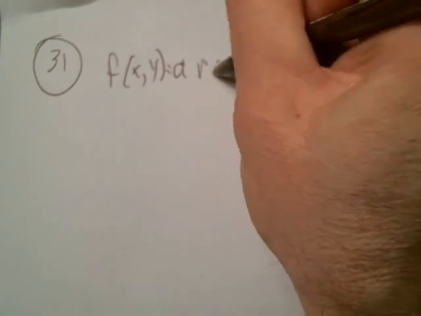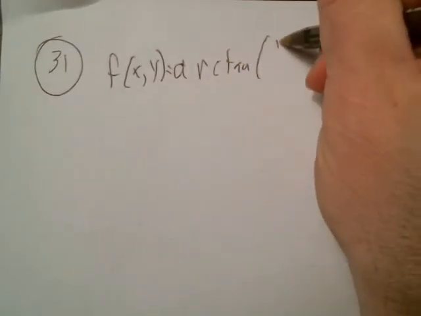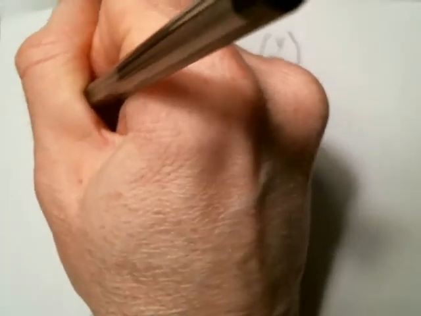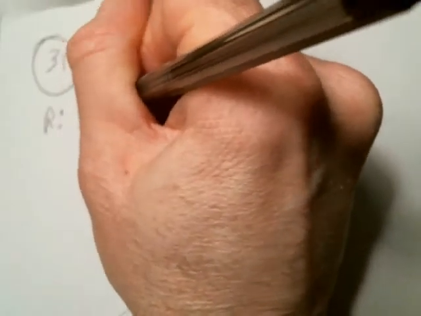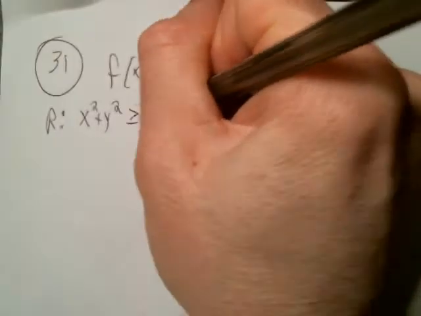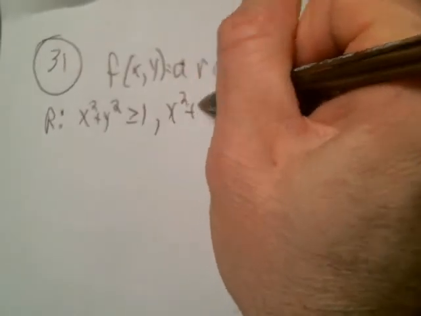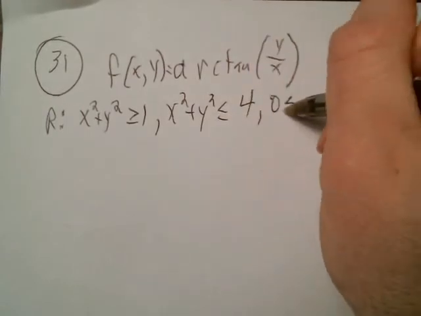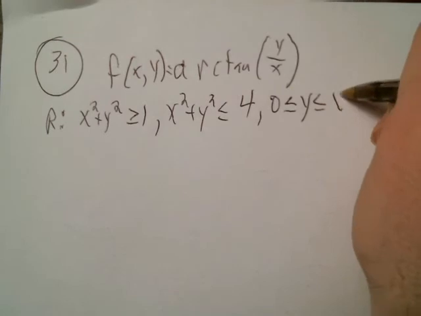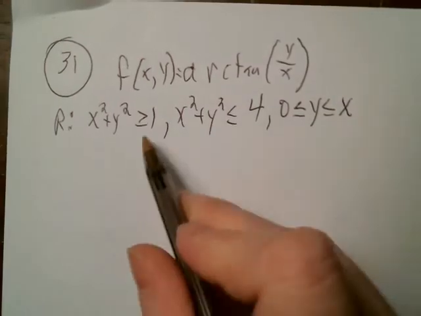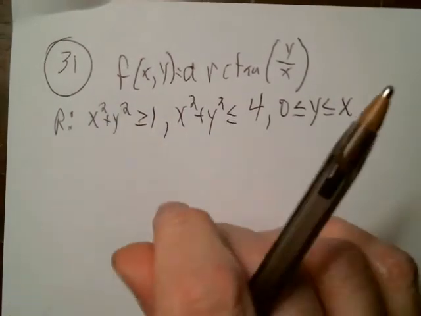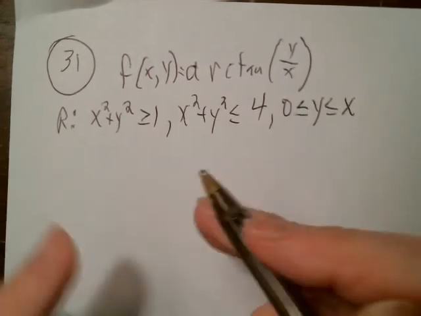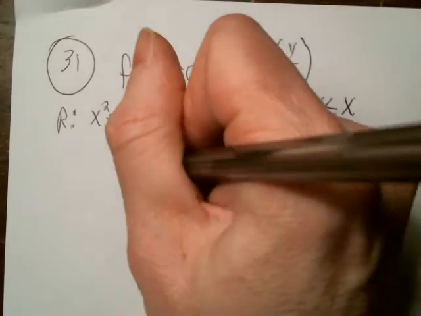under the surface, arctan of y over x, but over top of the region given by x squared plus y squared greater than or equal to 1, and then x squared plus y squared less than or equal to 4, and 0 less than or equal to y less than or equal to x. So this region is just the outside of a circle with radius 1. This region is the inside of a circle with radius 2.